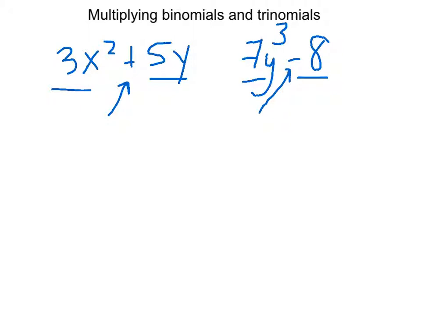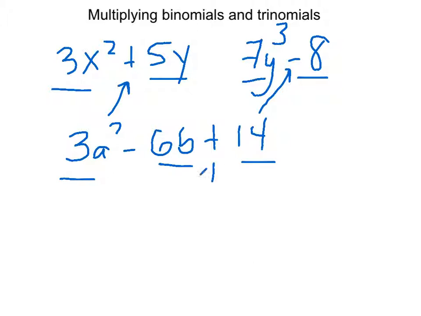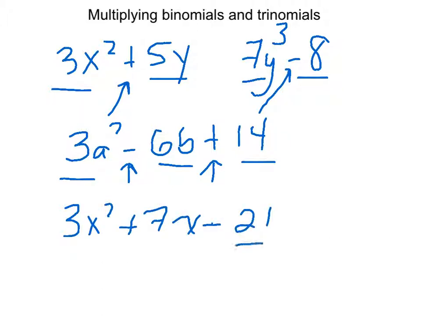So what do you think a trinomial is? A trinomial is the same sort of thing. 3a squared minus 6b plus 14. Three terms, we got pluses and minuses in between them. Bingo. So that's a trinomial. 3x squared plus 7x minus 21. Again, three terms, 1, 2, 3, pluses and minuses.